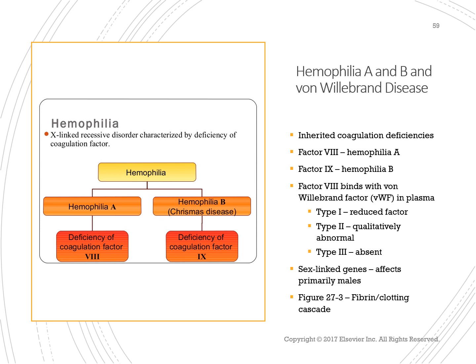Table 27-10 on page 653 in your book does give you the comparisons based on your labs between hemophilia A, B, and von Willebrand.